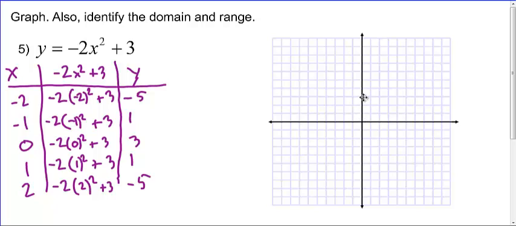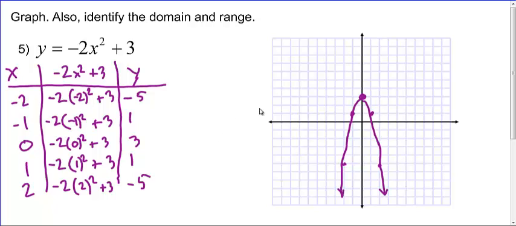All right, so here we go. This time the vertex is at a different spot, 0, 3. And this time the graph is opening downward. So I'm going in and plotting all these points that we just found. Our graph should look like this.